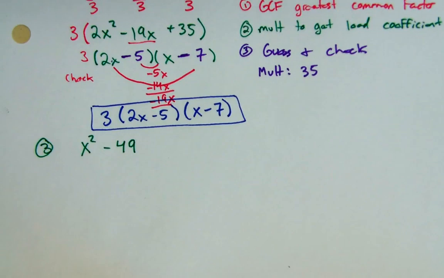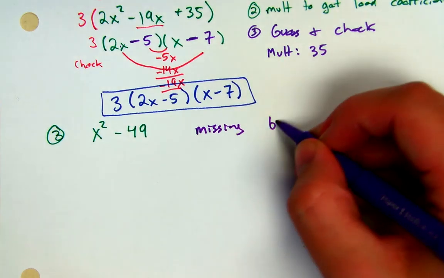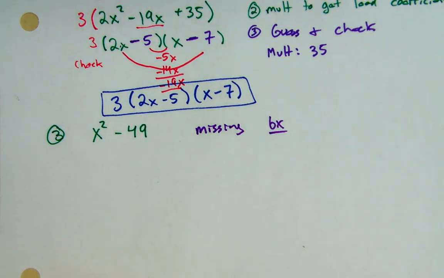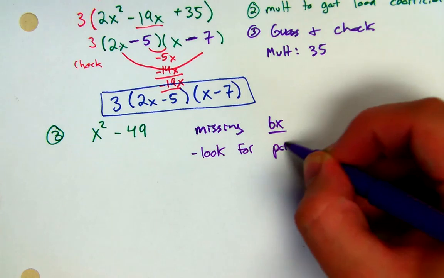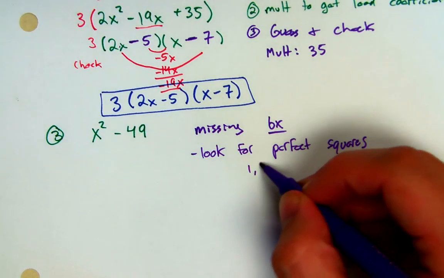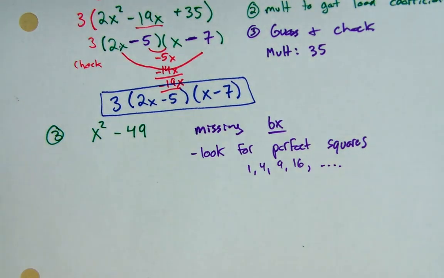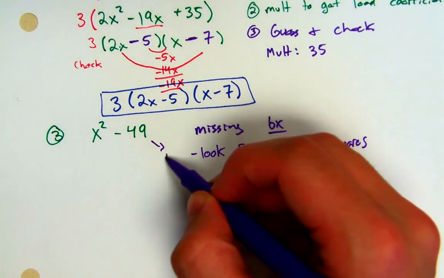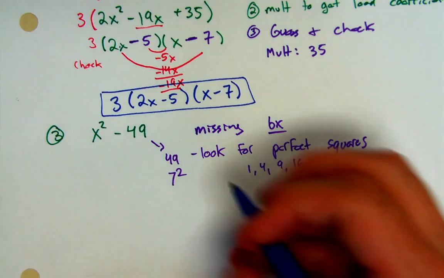The last type of problem is when there's the missing x, is what I call it. So missing bx. If you're missing that bx term, what you should do is look for perfect squares. Well, what are the perfect squares? That's your 1, 4, 9, 16, and so on. Keep going. That's 1 squared, 2 squared, 3 squared. Well, you should realize that 49 is 7 squared. So this is actually a case that we call a difference of squares.